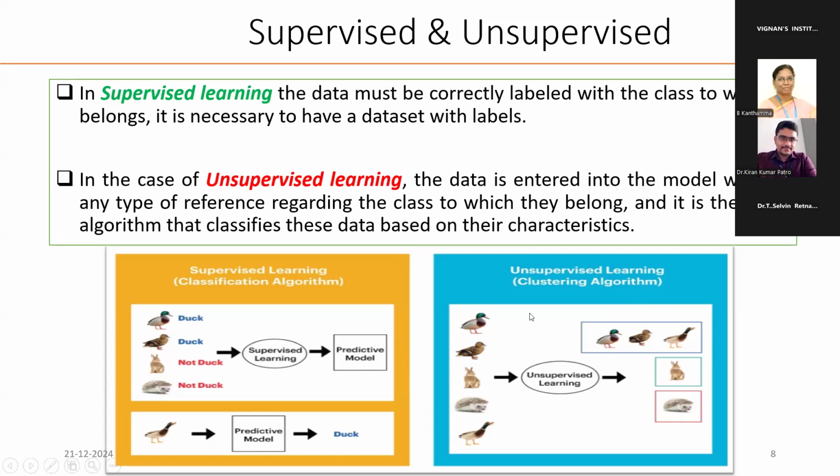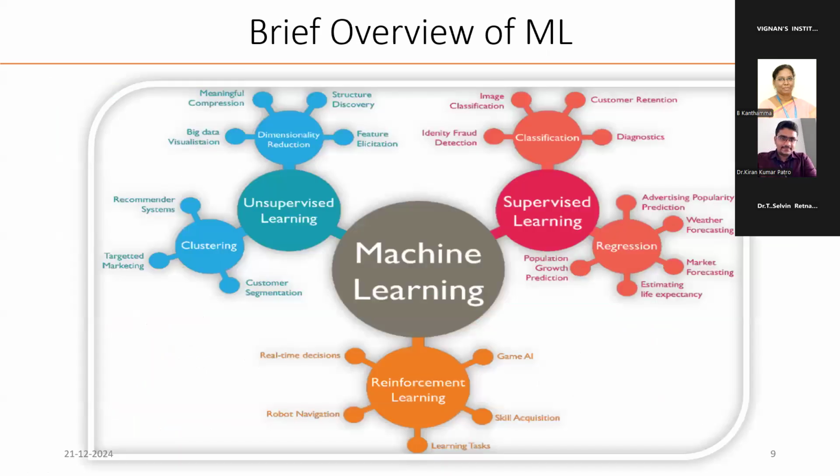The other is unsupervised learning. In unsupervised learning, there is no label, there is no information about the data. Based on the characteristics, the data will be formed into groups. These are called clusters. Generally, unsupervised learning is preferred for clustering algorithms, for data which does not have any information.